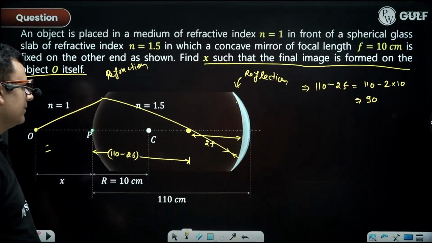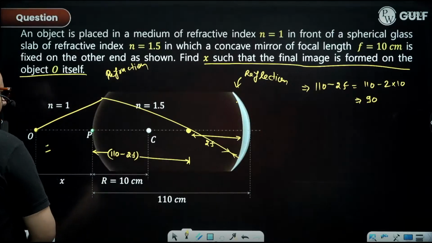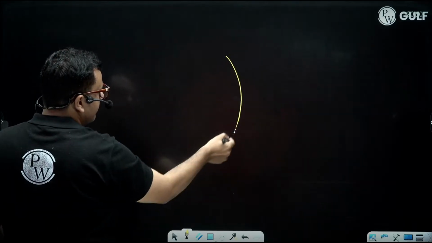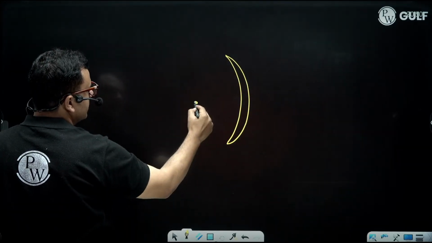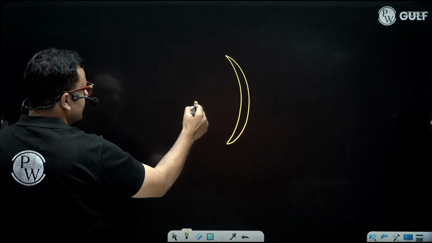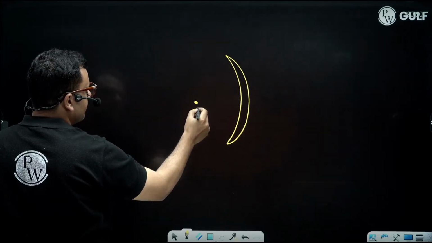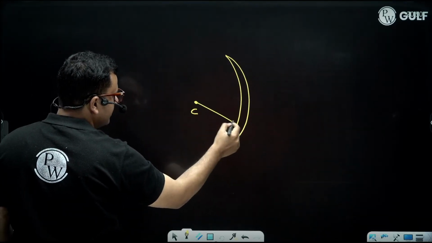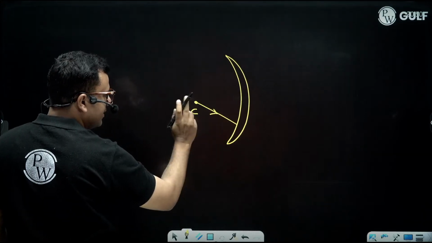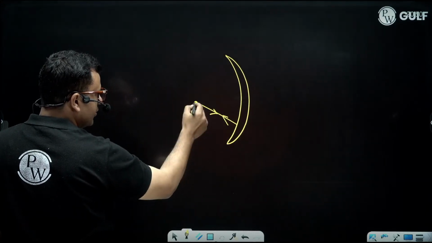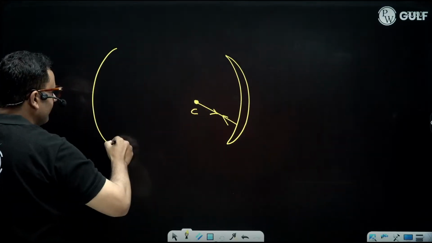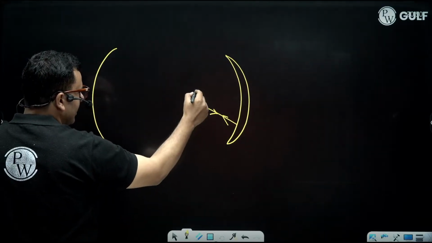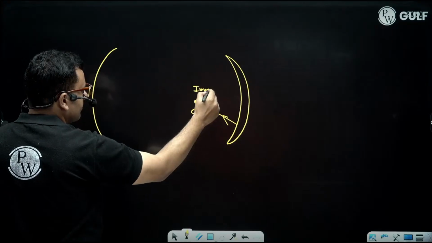Please try to understand. This is our mirror. According to that, this is our center of curvature. The ray goes like this, right? And the ray comes out like this. So it means, according to this surface, this is the image place. Am I correct or not?